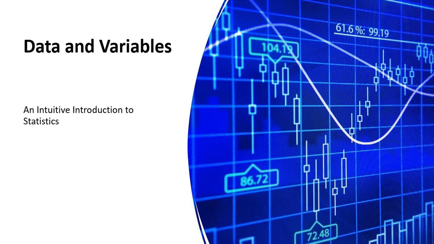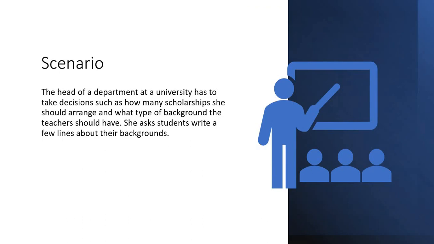But before we define or discuss what these concepts are, let's first consider a scenario. So, here is the scenario. The head of a department at a university has to take decisions such as how many scholarships she should arrange and what type of backgrounds the teachers should have. To make these decisions, and recall that in the first video we discussed that statistics helps in making decisions, she needs background information on students.